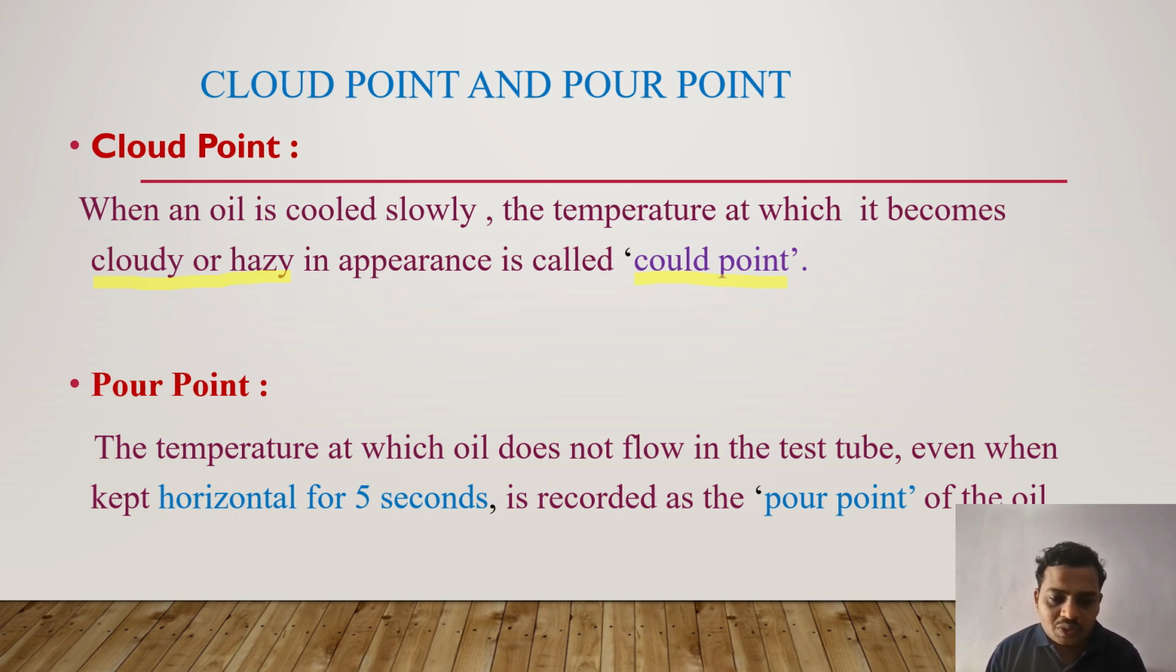And when we further cool that oil, the temperature at which that oil does not flow in the test tube, even if you keep that test tube horizontal for 5 seconds, that temperature is recorded as pour point. So cloud point is achieved first while cooling, and after that on further cooling we get the pour point.